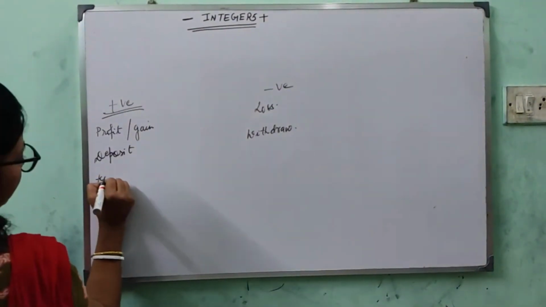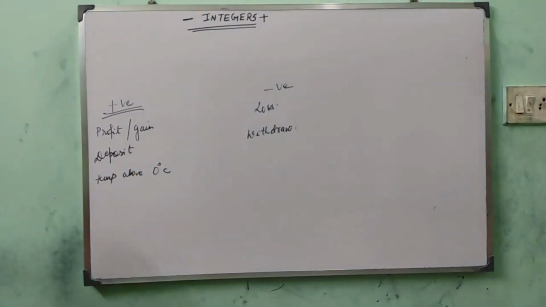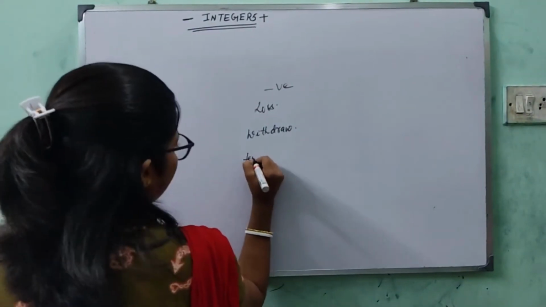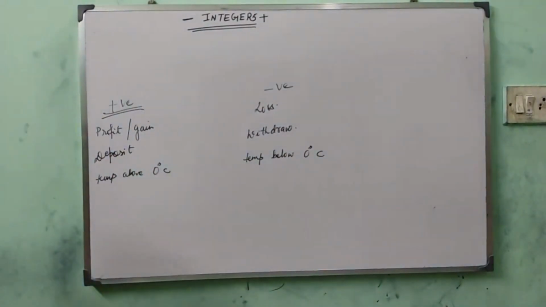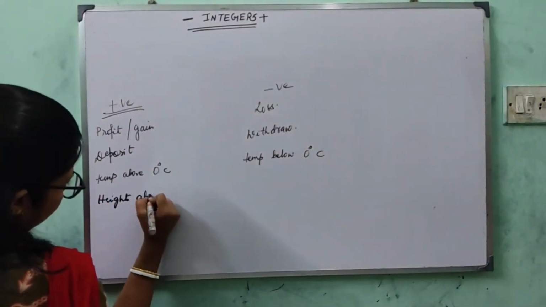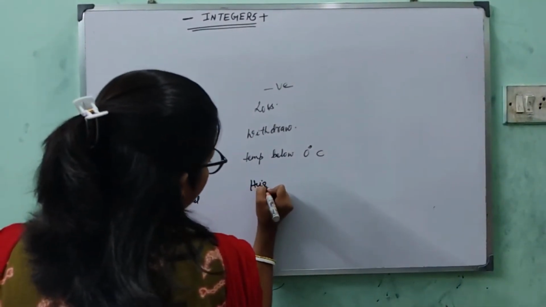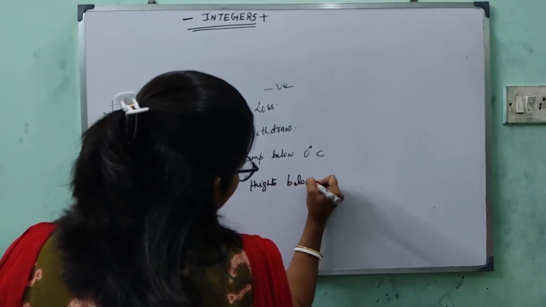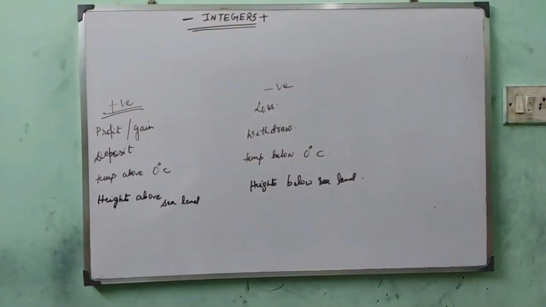Say temperature above 0 degree Celsius, the positive temperatures, and temperature below 0 degree Celsius, that will be representing our negative integers. Or let's say the heights above the sea level and heights below sea level. These are certain examples which I have given that represent your positive and negative integers.